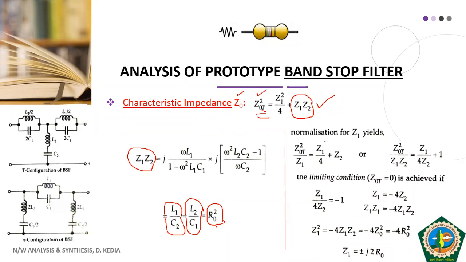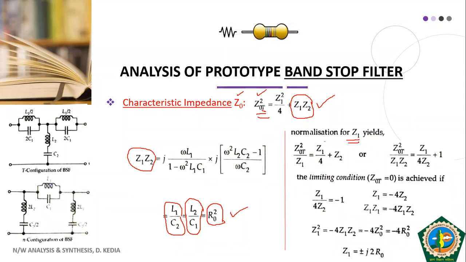That's why we call it a constant K filter. So if your Z1 into Z2 is equal to some constant value, it is a constant K filter. From the concept and otherwise also, these things are the same. So students, this is how we define a constant K filter through this expression. Now we will follow the same procedure as we had seen in the band pass filter. We take the expression for characteristic impedance and then we normalize by using Z1.